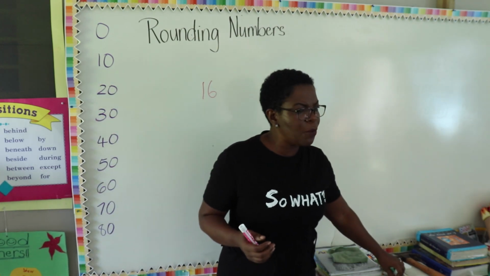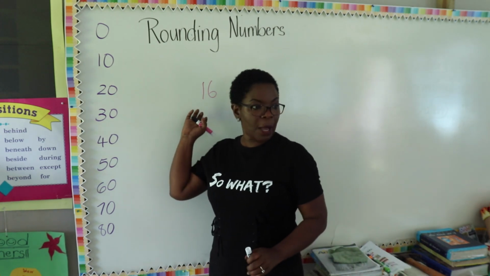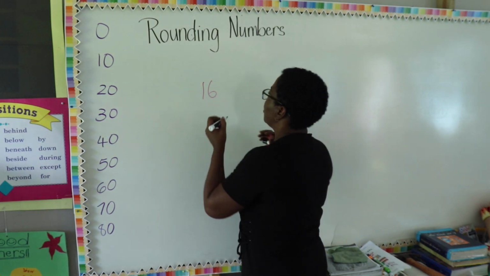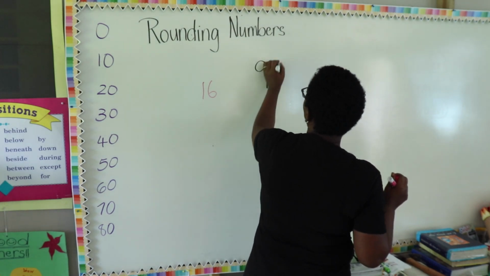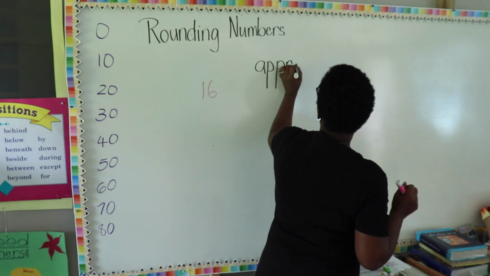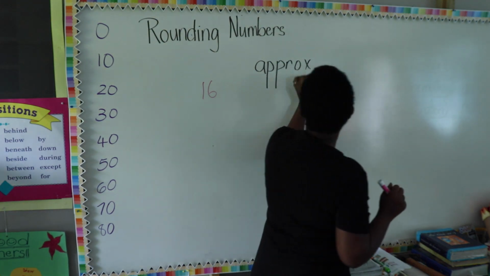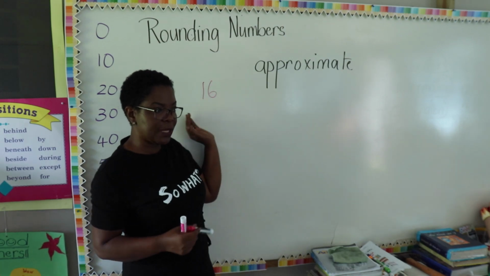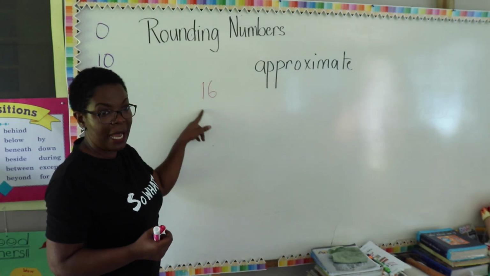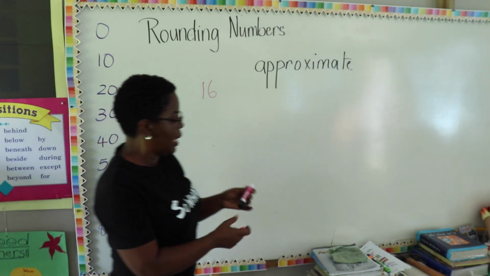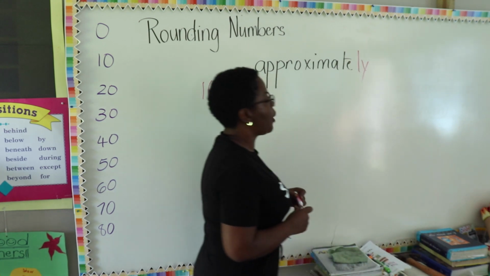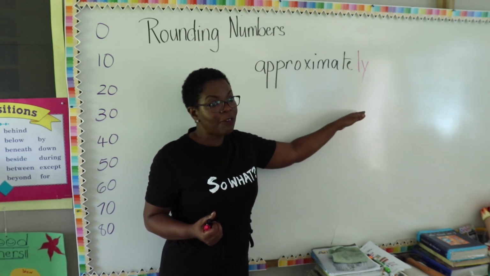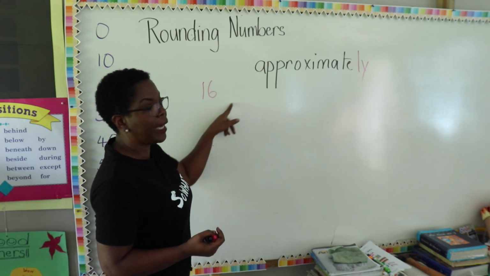Yesterday we learned a new word. We said rounding was like estimating, right? So when we round, here's a word that starts with A-P-P. What word do you think I'm going to write? Approximate. Yes. So we know about approximate. Notice I use that word, approximately. So we have 16 bananas. We could say I have approximately. Let's put on our L-Y. L-Y words are called adverbs: approximately.